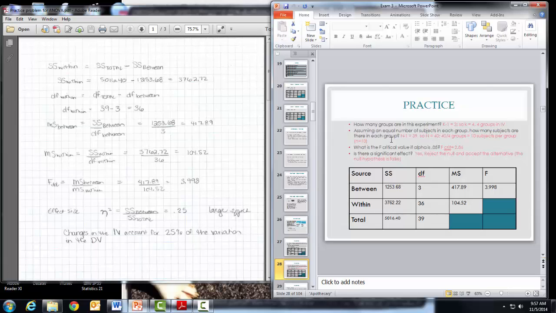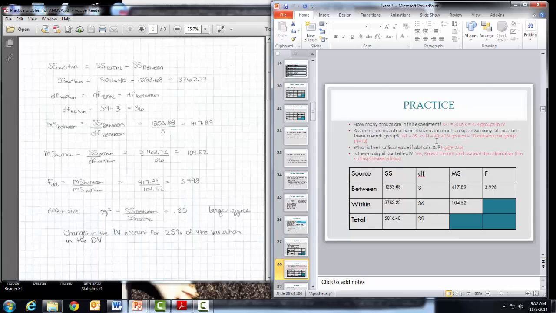Okay. The second one uses the same kind of logic, using our understanding of degrees of freedom. Assuming an equal number of subjects in each group, how many subjects are there in each group? To do that, we look at how many subjects overall we have. We're looking for N, the big N, the total number of subjects. We know that total degrees of freedom is big N minus 1, and that is equal to 39. So that tells us that N is 40.